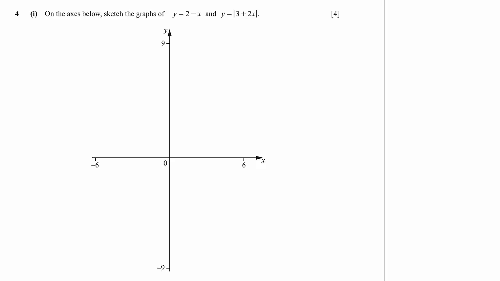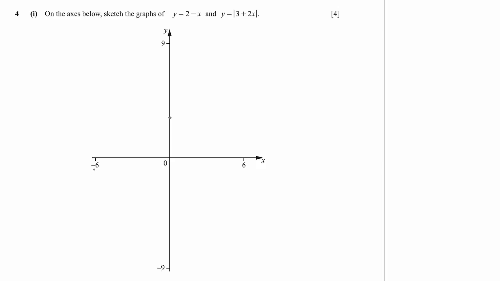On the axes below, sketch the graphs of y equals 2 minus x and y equals the modulus of 3 plus 2x. So let's put the modulus of 3 plus 2x on there first. I'd probably draw 3 plus 2x in just as a guide to start with. So if we ignore the modulus, 3 plus 2x, when x is 0, y is going to be 3. So it's going to go through here.